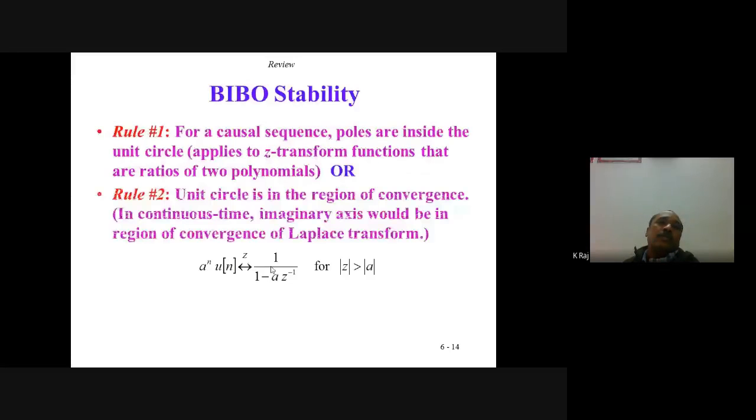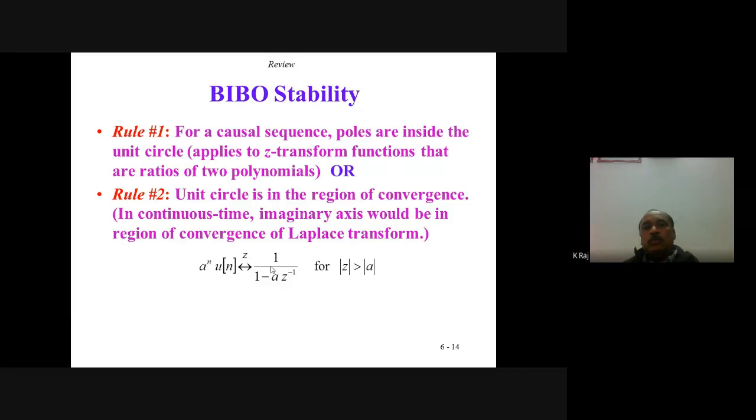Now, for the BIBO stability, rule 1, for a causal sequence, poles are inside the unit circle. That is, after applying the Z transform to the functions, we will get a ratio of two polynomials, and then we will see the location and positions of the poles, and if the poles are inside the unit circle, then we can say the system is stable.